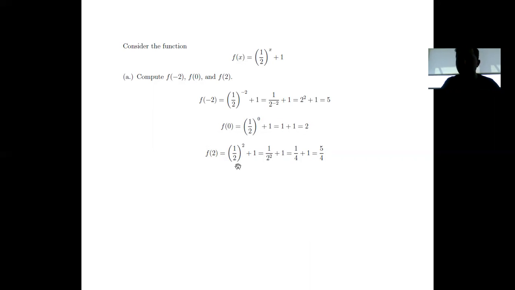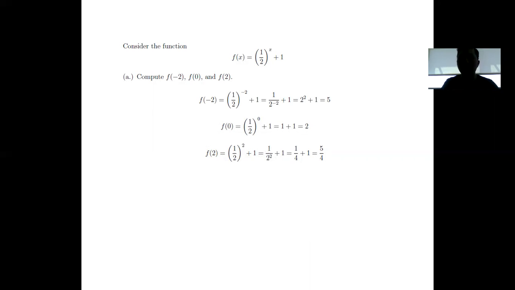And finally, f of +2. We're going to have (1/2)^2 plus 1. You distribute that 2 to both the 1 and the 2. Like we said before, 1 to any power will just result in 1. But we're going to have a 2 squared. This time the 2 squared is in the denominator, and we don't have a negative exponent here, so it's going to stay in the denominator.